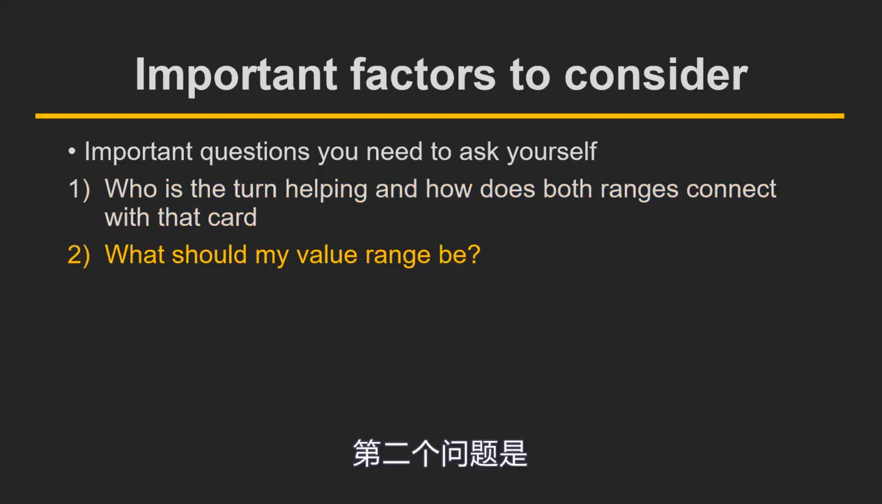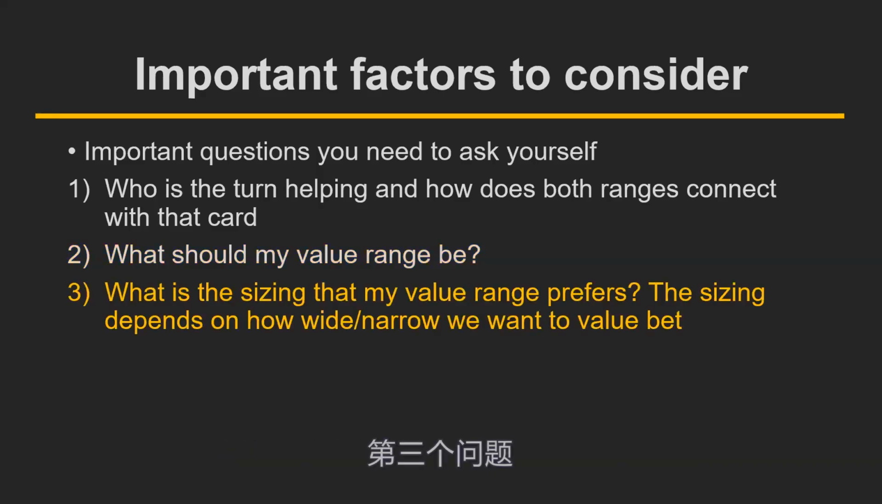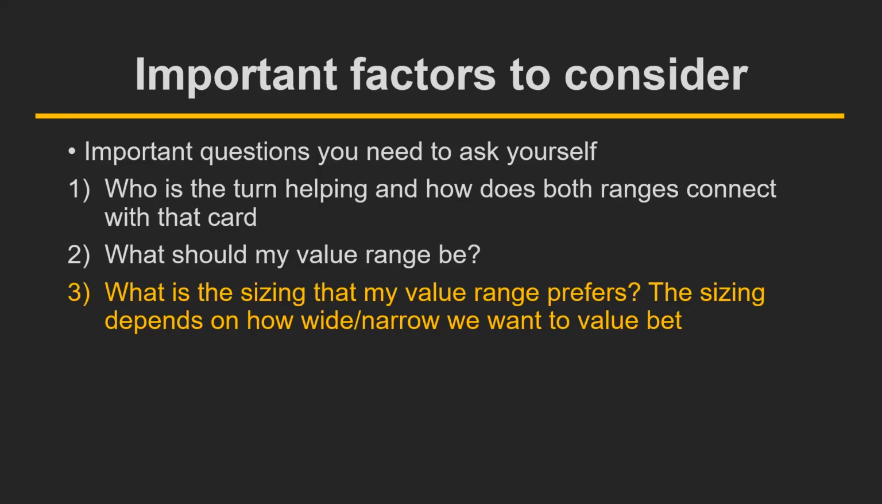The second question you need to ask yourself is, what should my value range be? If it's a spot where you want to be betting super aggressively, you're not going to have the same sizing as a spot where you are betting a super tight range. Questions like how wide am I going to be value betting on the turn can really help you decide what sizing fits your range well. And the third question is, what is the sizing that my value range prefers? Like I just mentioned, that really depends on how wide or narrow we want to be value betting.